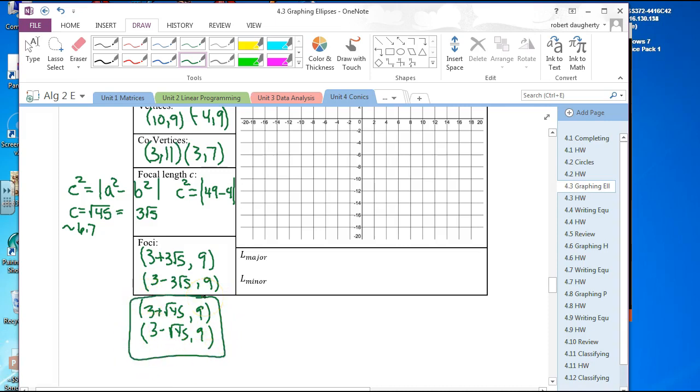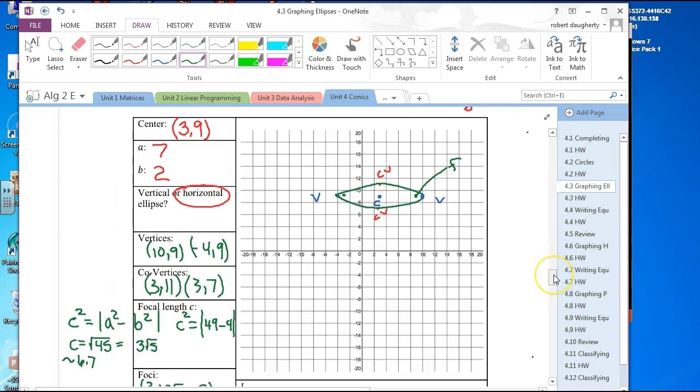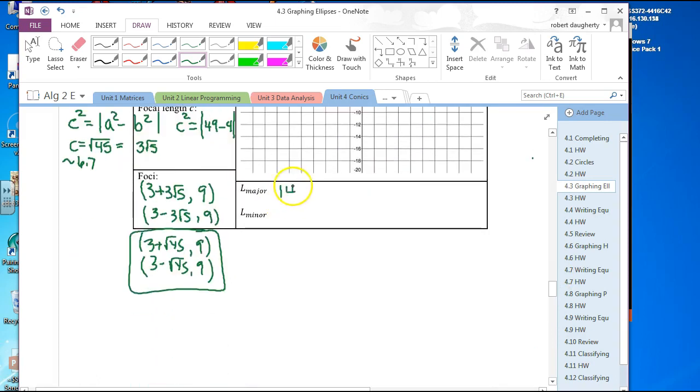Don't get bent out of shape that those aren't nice little integers, okay? That's what it is. 3 plus 3 root 5 is the distance there. What's the length of the major axis? Yeah, so the major axis is 14. The minor is what? 4. Okay, so 14 and 4. So what's hard? What's challenging about this?